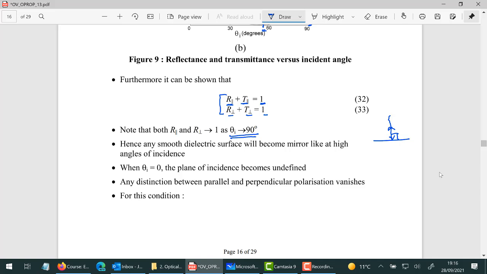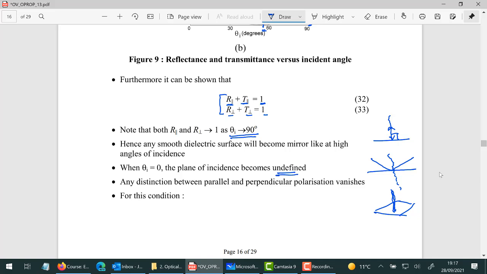Remember, the plane of incidence is the plane which contains the incident beam, the reflected beam, and the normal to that surface. If the normal and the incident beam and the reflected beam are all on one axis, then as it hits that surface, there is no single plane that defines the plane of incidence in that case. So our plane of incidence becomes undefined in that situation.